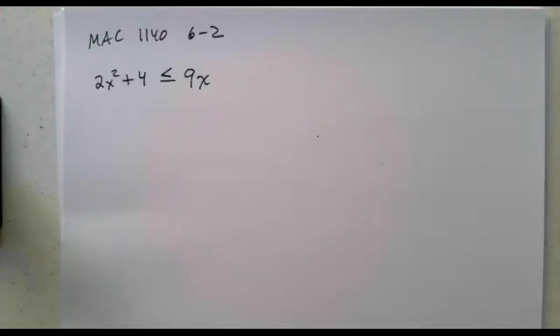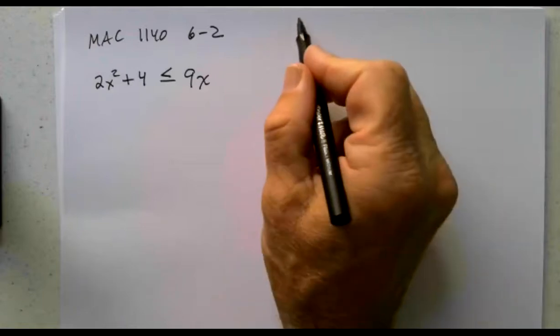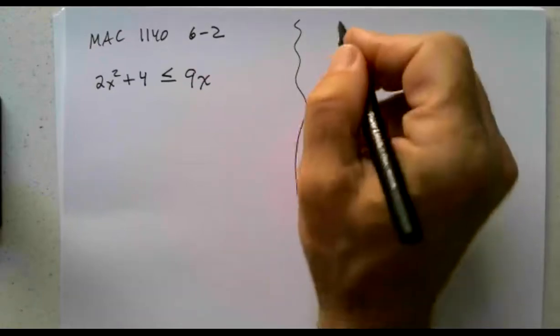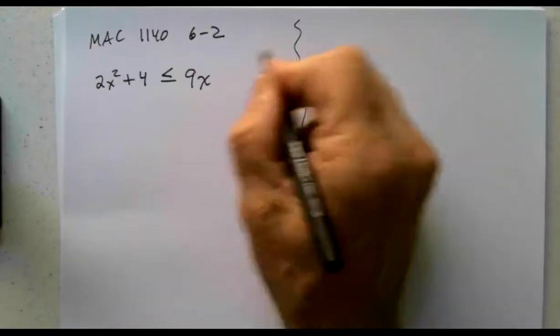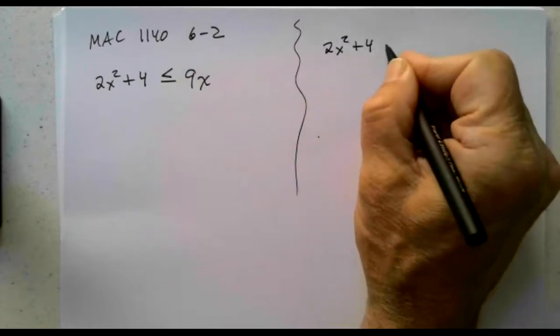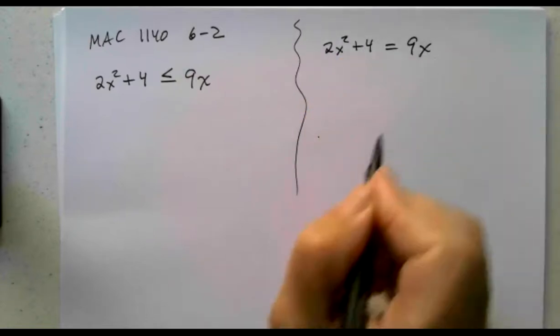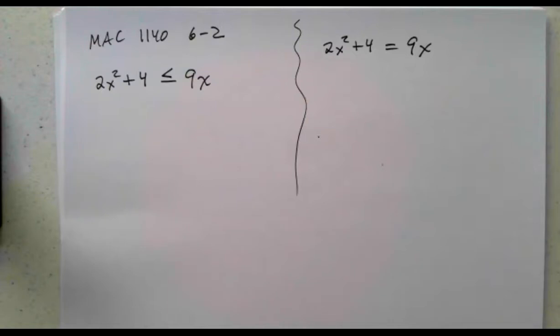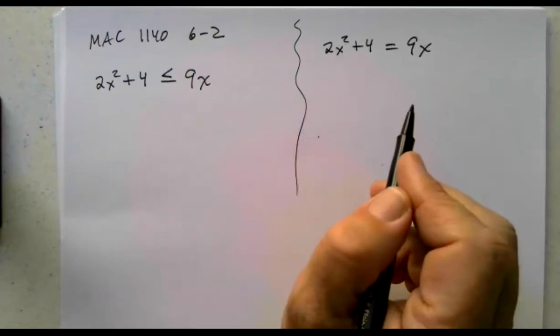So this question is 2x squared plus 4 less than or equal to 9x. I'm going to go ahead and solve it as an equal first rather than a less than or equal. 2x squared plus 4 equals 9x. Please recognize this is a quadratic equation. What makes it quadratic? X to the second power.